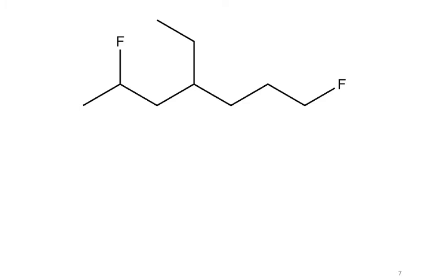Okay, so the first thing we have to do is find the longest chain. So I have 1, 2, 3, 4, 5, 6, 7. All right, and that's the last carbon. Or I could go 1, 2, 3, 4, 5, 6. Or 1, 2, 3, 3, 4, 5, 6. Looks like 7 is my longest. So my base name is heptane.